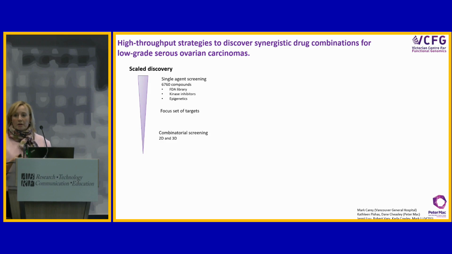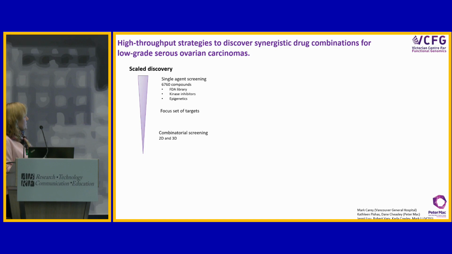So how do we apply it in real terms? This is a really big screen. It's been led by Dane Cheesley and Kathleen Pishus at Peter Mac, who collaborate with Mark Carey at Vancouver. Mark's the guy who has all of the primary patient cell lines for low-grade serous ovarian carcinoma. So this is a really dreadful disease. There's not a lot of treatment for this disease. So the whole premise behind this was to find new compounds to treat this disease.